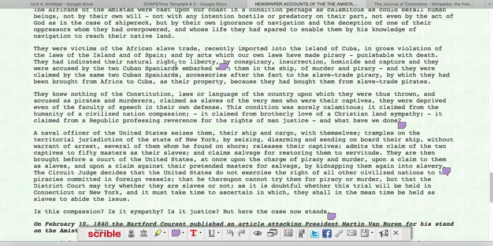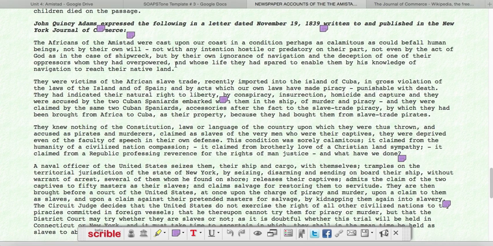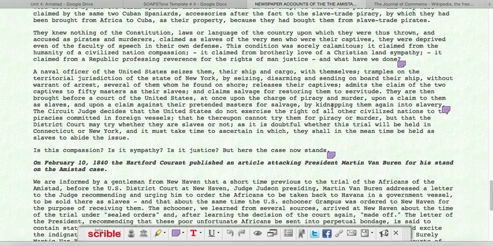So some other things that I learned from this that's different from the movie. This is by John Quincy Adams, written November 19th, 1839. In the movie, it seems like John Quincy Adams doesn't get involved until the Supreme Court case in 1840. But we see he's actually from the beginning working to support the case, okay?